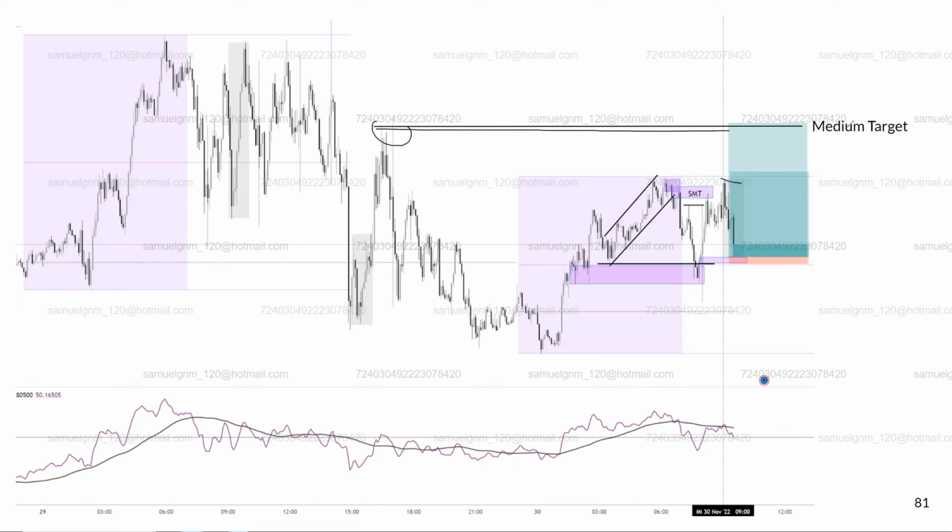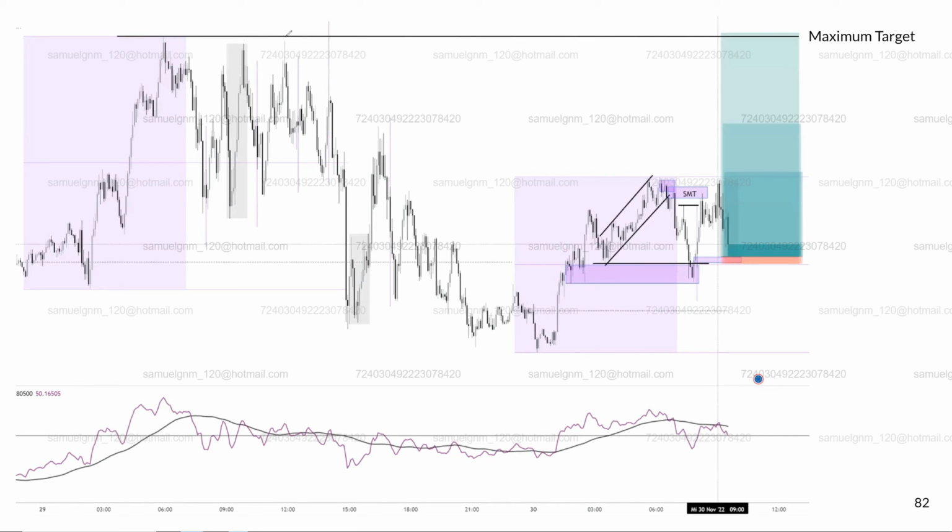medium one is the medium liquidity, right? And then what's the maximum? Obviously, this juicy Asia high from the previous day with the triple top in here. That's your maximum target you should aim for. And what does the price do? Boom.